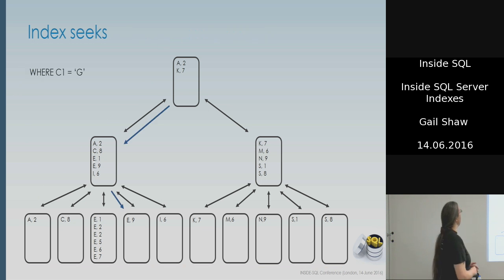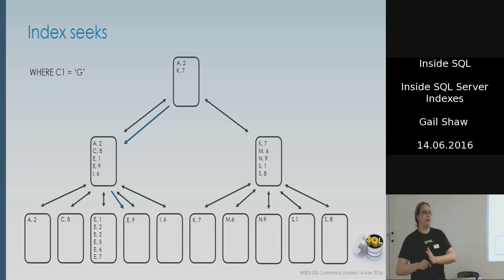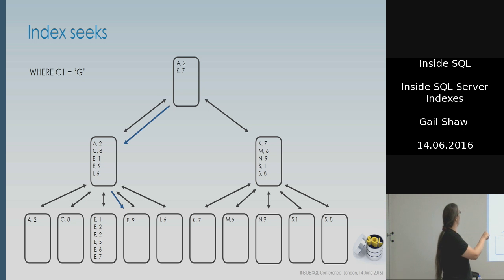An index seek. Implicit in an index seek is the idea that we are looking for a value. The whole definition of an index seek is that we are evaluating a predicate against this table, or against this index. And in this case, we're looking for column 1 equals a particular value.